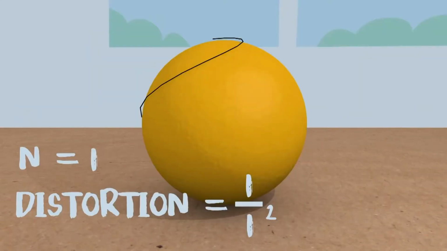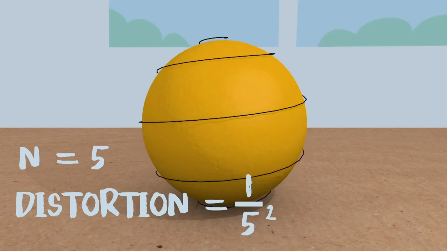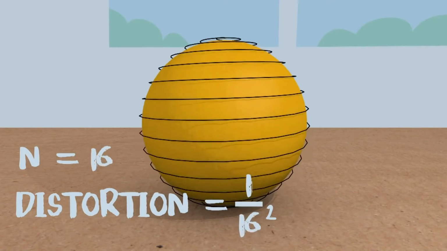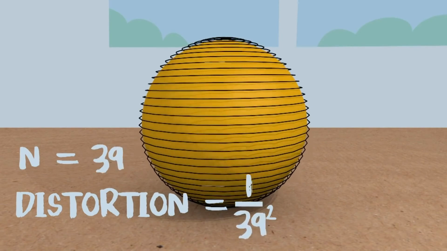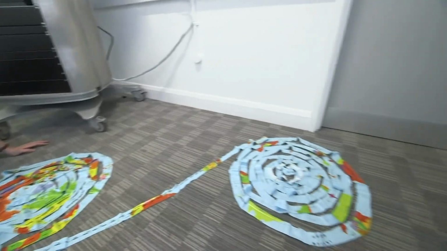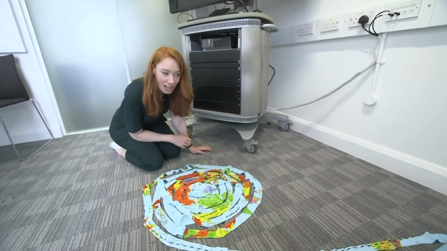So if you had n loops on your globe, so the width of one of these spirals is like 1 over n, this deformation reduces like 1 over n squared. So, you know, you're gaining. The more loops you have, the more you gain.